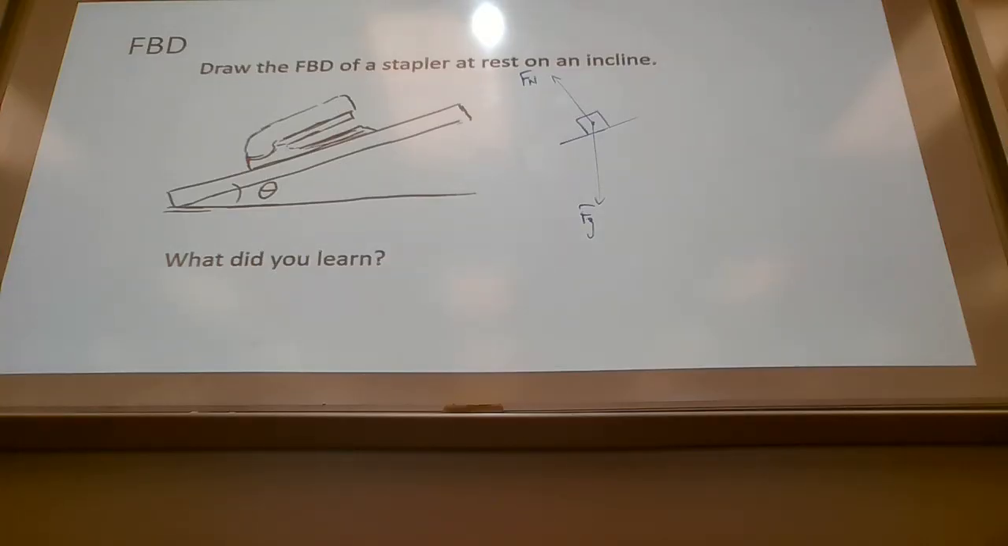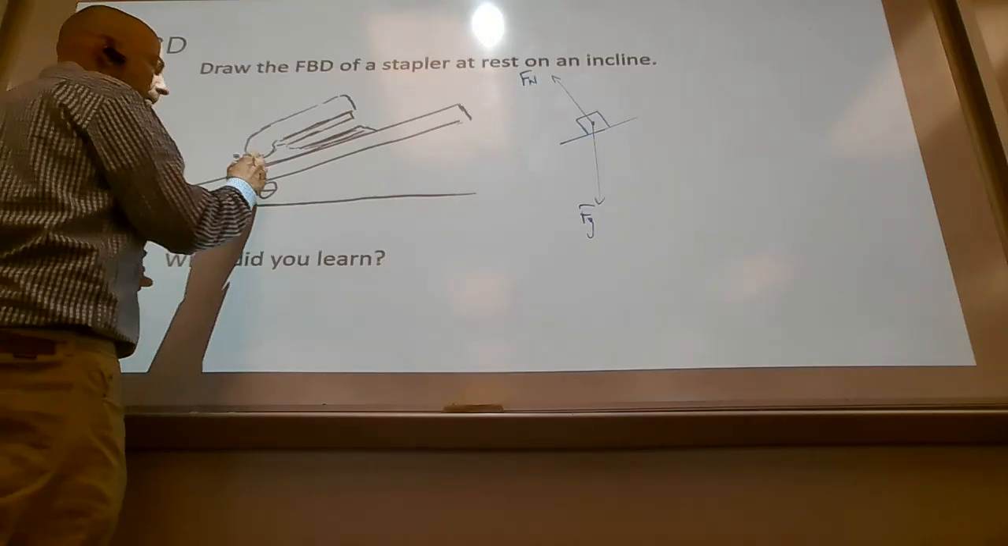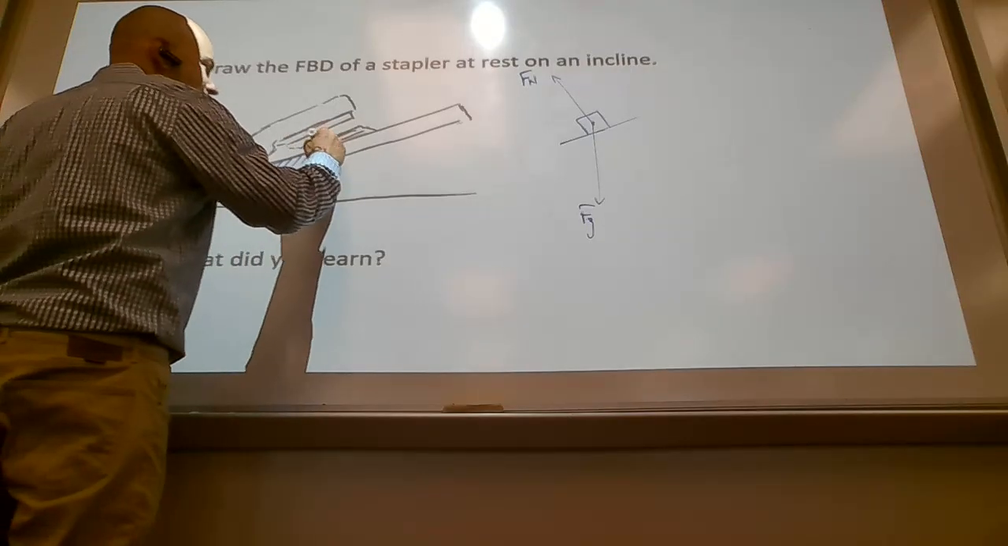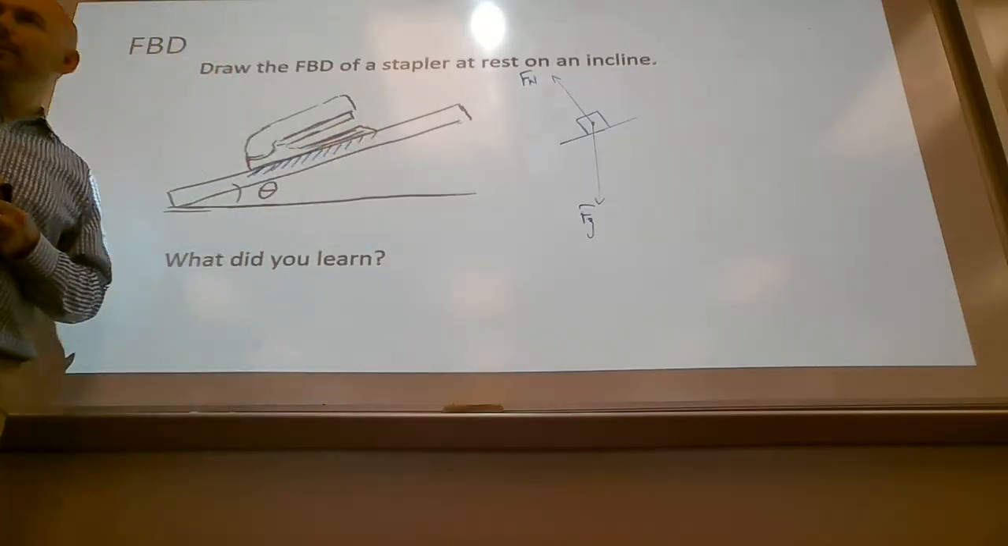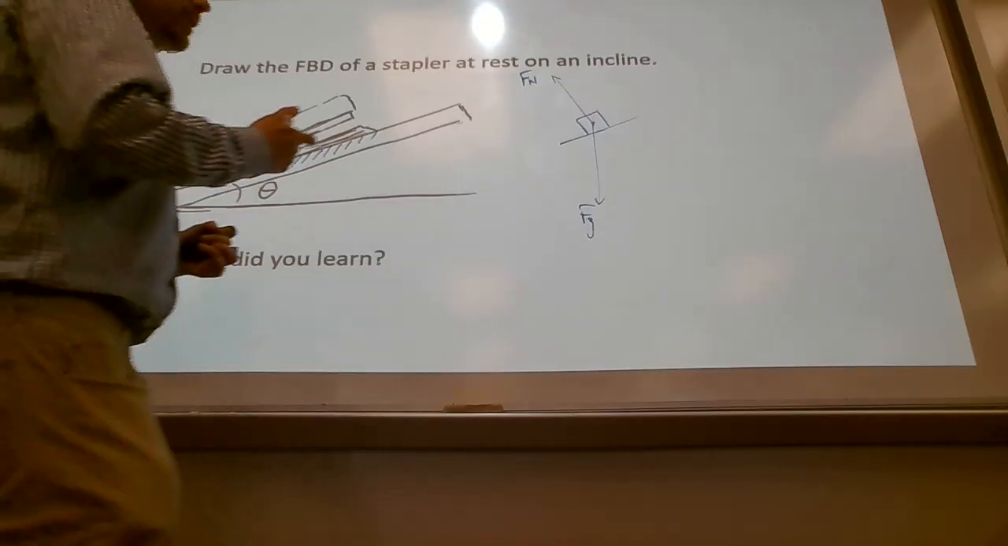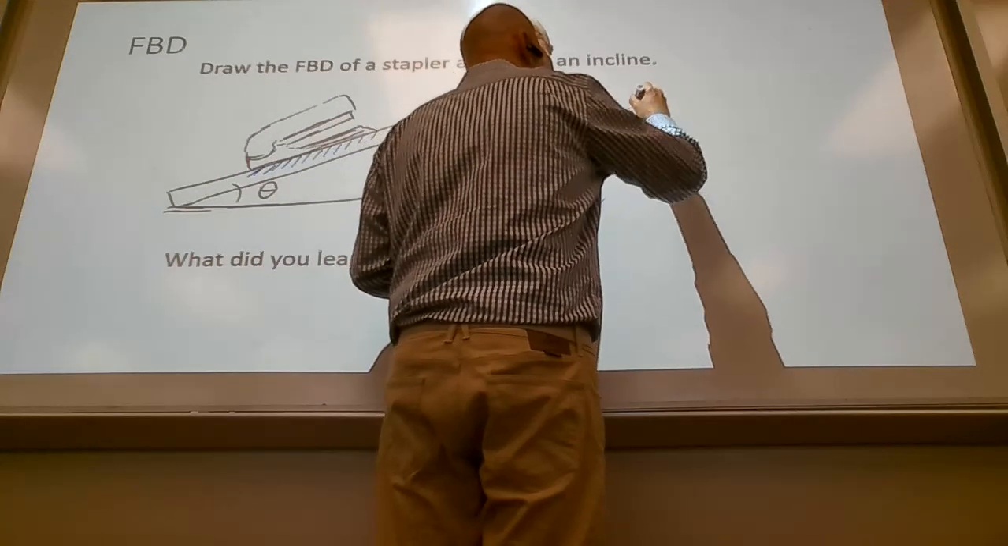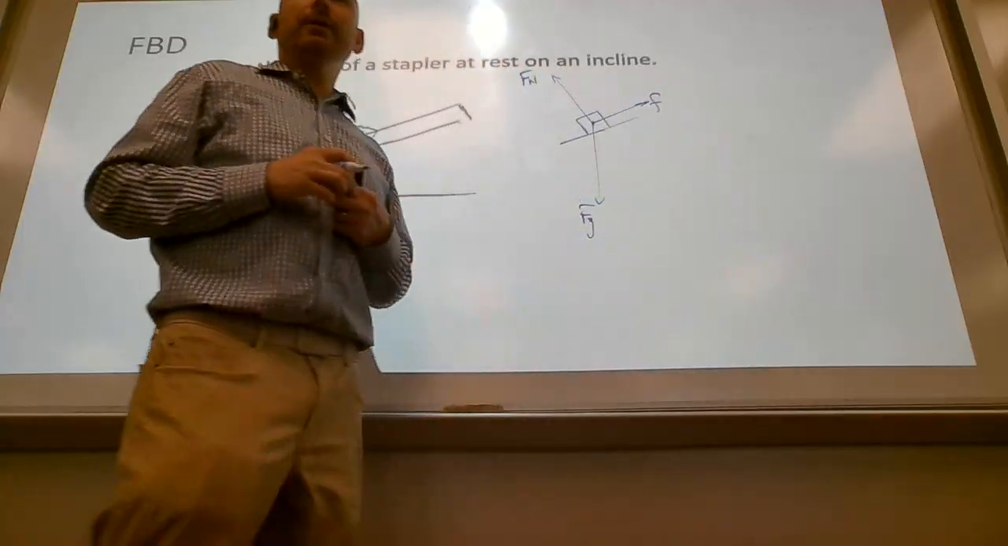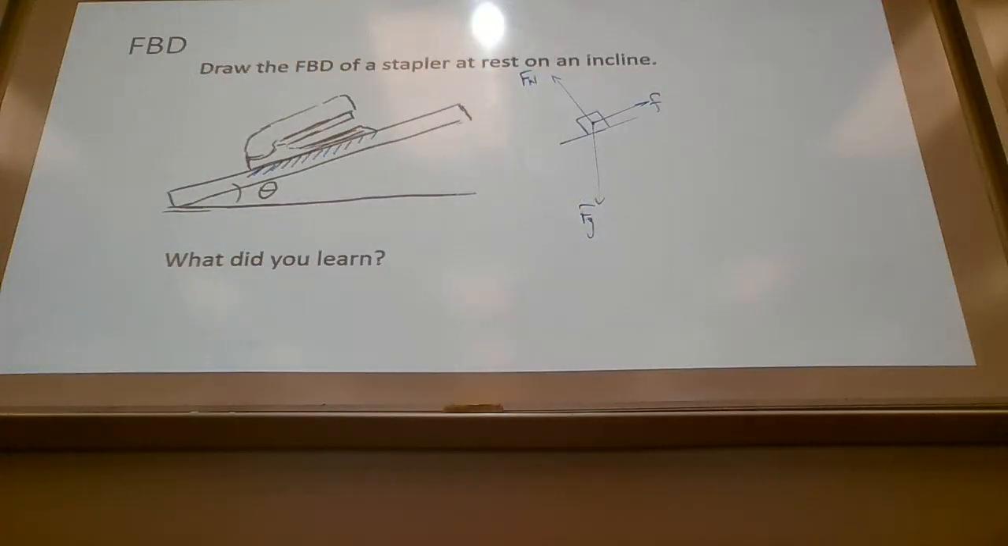To figure out the direction of friction, here's the trick I'm going to coach you to say. Look at the ramp. Pretend this was icy. No friction. Which way would the object slip? Down the ramp. Friction opposes that slipping or sliding. Friction goes up the ramp, parallel to the surface. That's your free body diagram for the stapler. Good with that? Questions there?